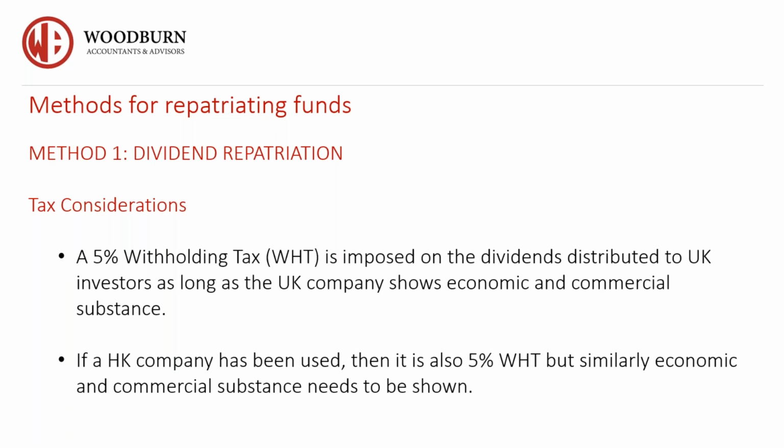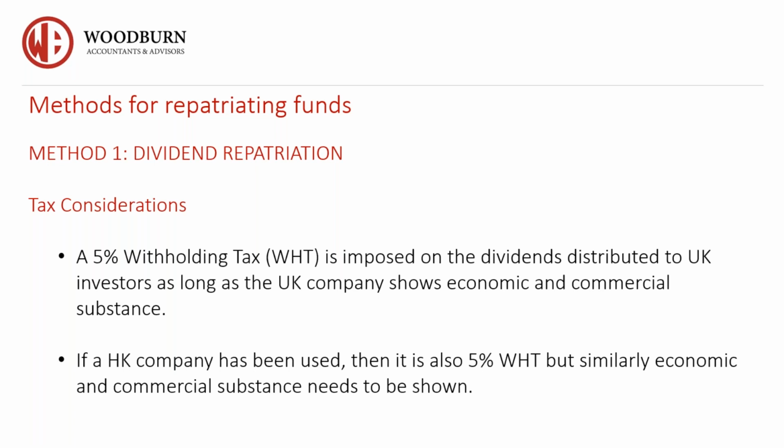Now, why is this important? It's because if your UK company is purely a holding entity, meaning that there is no economic and commercial substance within it, the 5% may not apply, which means you have to go with the 10%. All right? And be aware, the larger the value of the repatriation of dividends, the more documents and proof the tax bureau want to see to show that your UK company has economic and commercial substance.